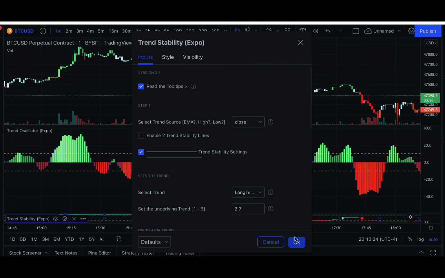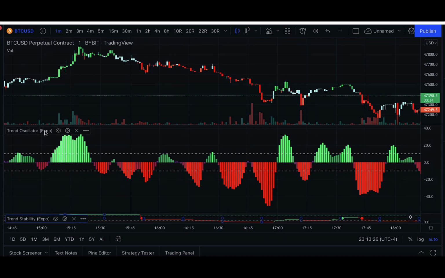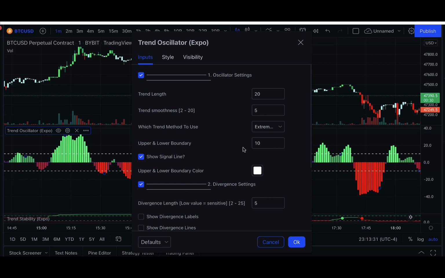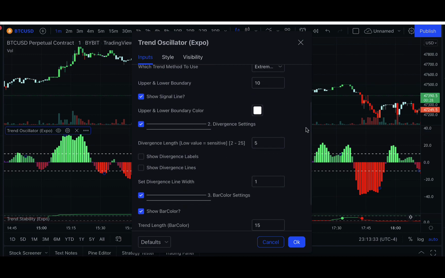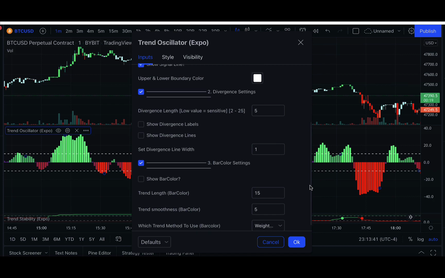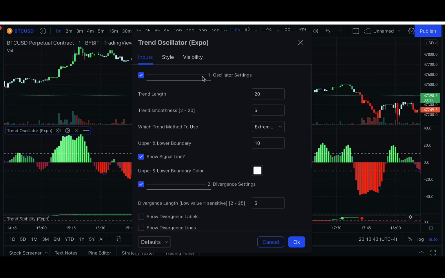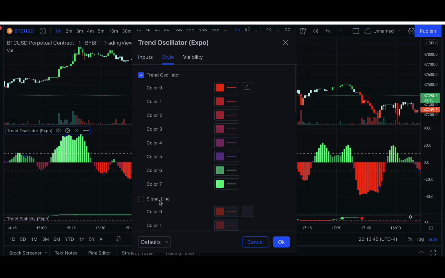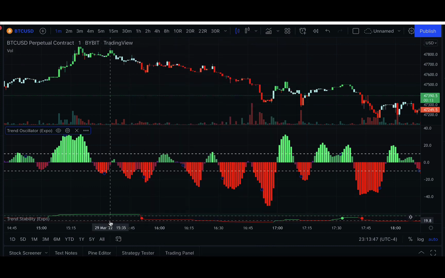Okay, and then the trend oscillator is default. The only thing that I do is turn off the bar color. We're not using that bar color, so that doesn't need to be on. Go into style. There we go. We turn off the signal line. Now, this is optional. You don't have to. You can see how I have it set up.